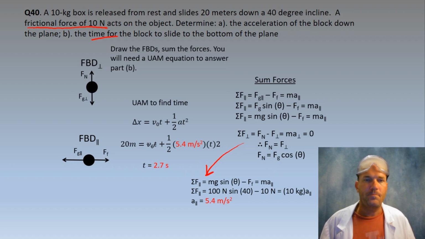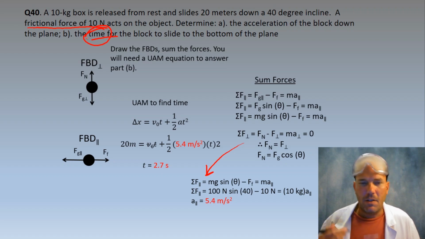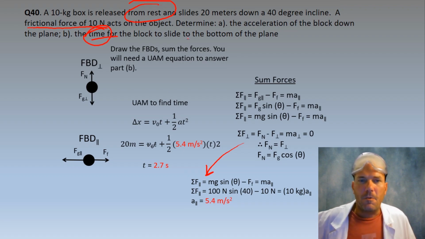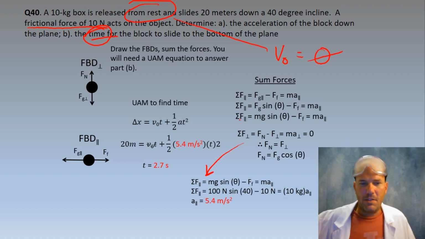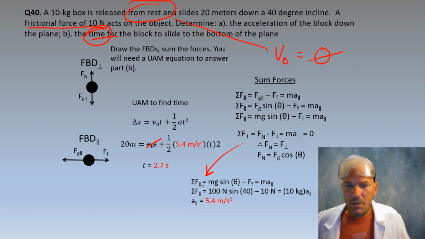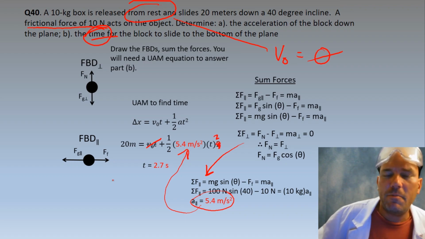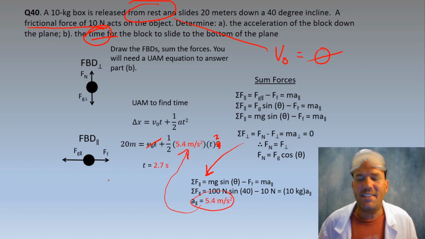Now, you know with time, we're going to use UAM. We're going to use a kinematic equation. We are told from rest. From rest tells us that V naught is equal to 0, which means this whole piece here goes away. And we're left with 1/2 times our acceleration that we determined using Newton's second law multiplied by time squared. Solving for time gives us 2.7 seconds as our final answer for part B.